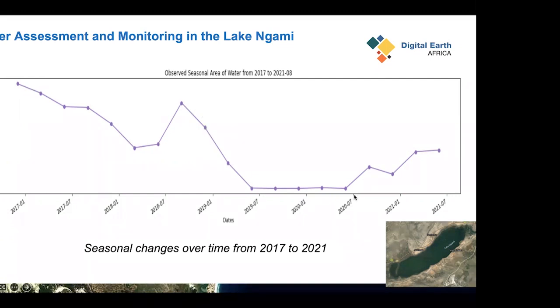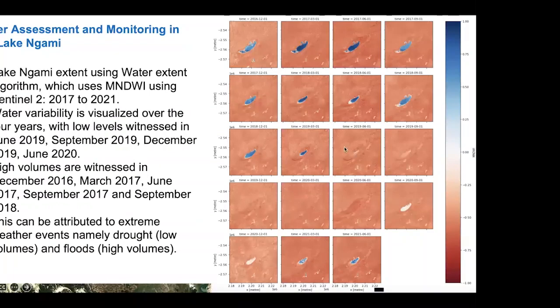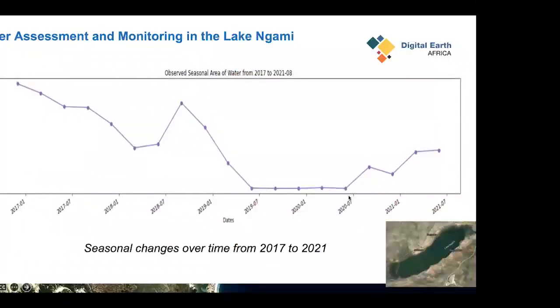In 2019 to 2020, there was a serious drought, and the area of the water body is actually zero. That means there wasn't any water body within these 2 years. And you can actually see it from this image that we have here from 2019 to 2020. You notice that there hasn't been any water body for that particular area. Then from 2020, it started rising again, but it didn't go up to its previous state.